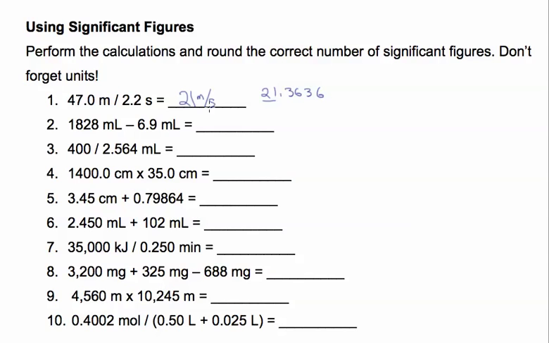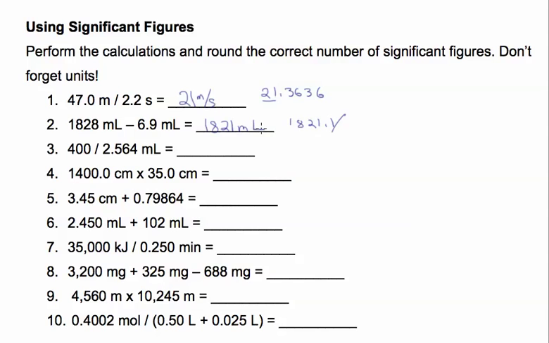In number 2, we're doing subtraction, and what we get out of our calculator is 1821.1. And we remember when it's addition and subtraction, we're counting decimal places. So this has no decimal places and this has 1. So we're going to round this to have no decimal place. And we're going to have 1821 milliliters. When you're doing addition and subtraction, make sure that the two values are in the same units. Otherwise you can't add or subtract them.